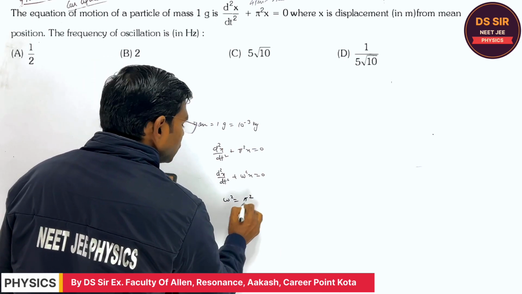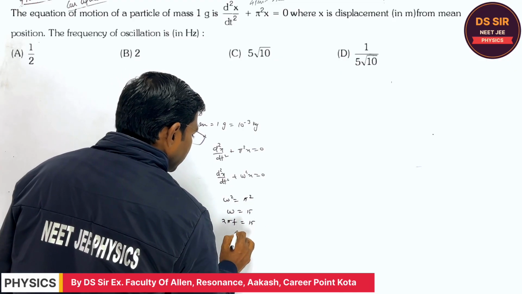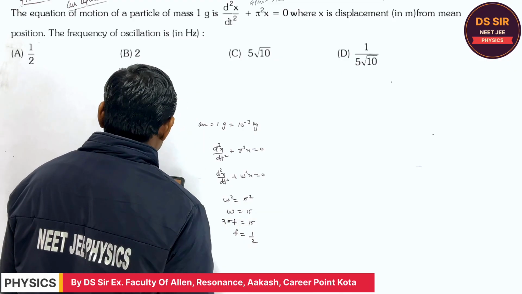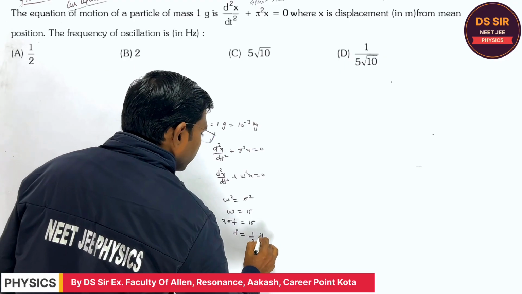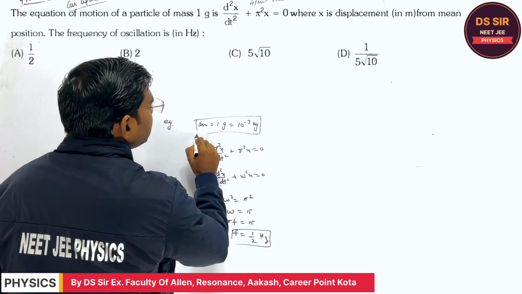Omega square is equal to pi square, omega is equal to pi, so 2 pi f is equal to pi, so f is equal to what? Say 1 by 2, right? So 1 by 2 hertz is the answer. Are you getting or not? No need to use the mass.